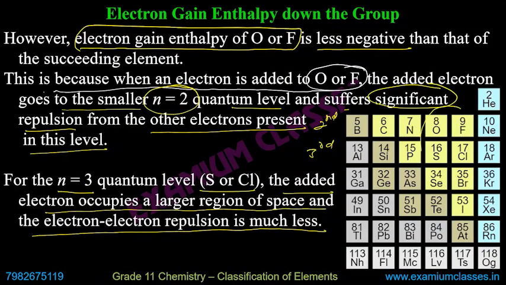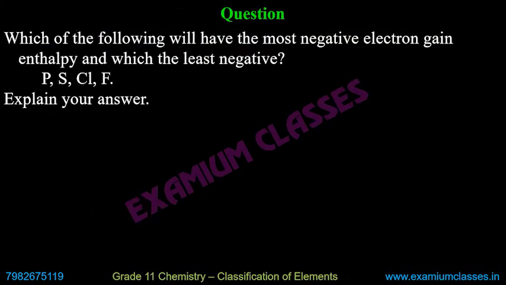So this region you need to remember, the exception in these four. Basically one exception between fluorine and chlorine and similar between oxygen and sulfur. Now the question: which of the following will have the most negative electron gain enthalpy and which the least negative electron gain enthalpy? Tell me the answer.